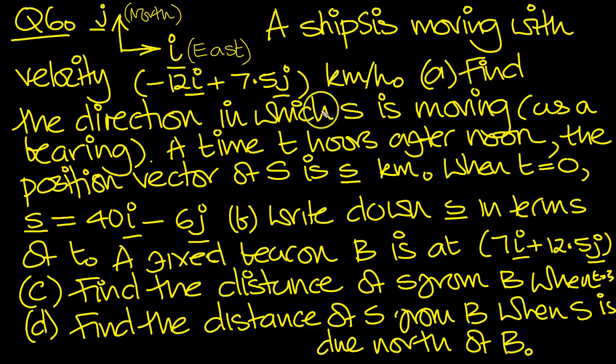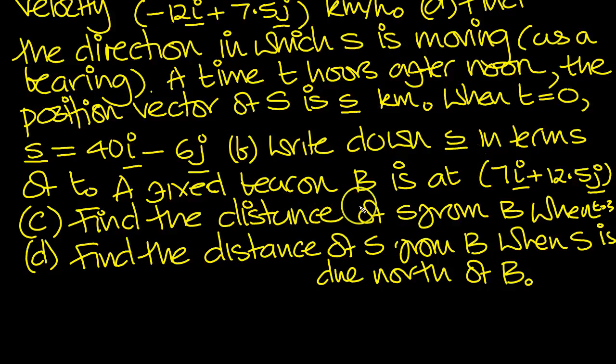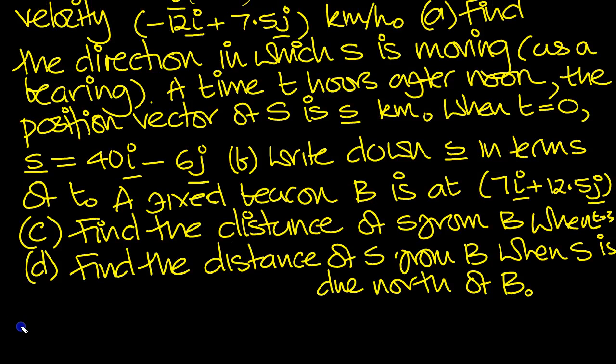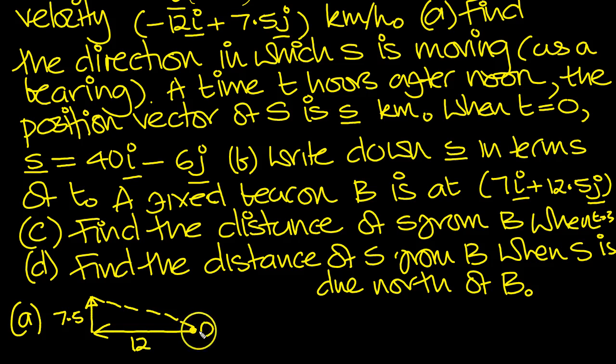The first thing is find the direction in which S is moving. This is the velocity of S, so we just need to find its direction for part A. Let's have a look at that then. So we got minus 12i. i was due east, wasn't it? So this would be back this way, 12 units. And 7.5j is north, so we're going north 7.5. So there's the direction of velocity from this point here, which we can call the origin.